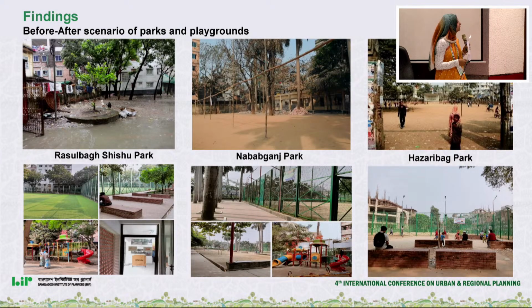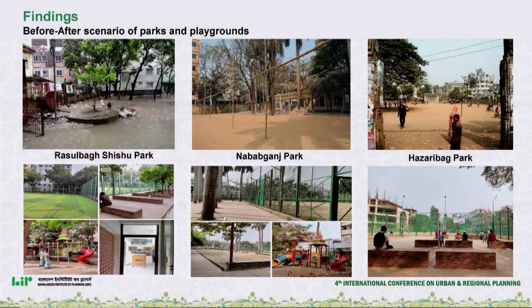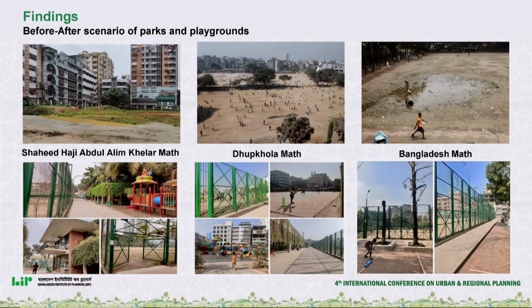Here are some visual representations of before and after pictures. First picture is Rasulbagh Shishu Park, then Nawabganj Park, then the third one is Hazaribagh Park. And in this slide, the first picture is Shohid Haji Abdul Alim Khelar Mat, which was firstly a track stand before, and the second one is Dhupkhula Khelar Mat, and the third one is Bangladesh Mat.